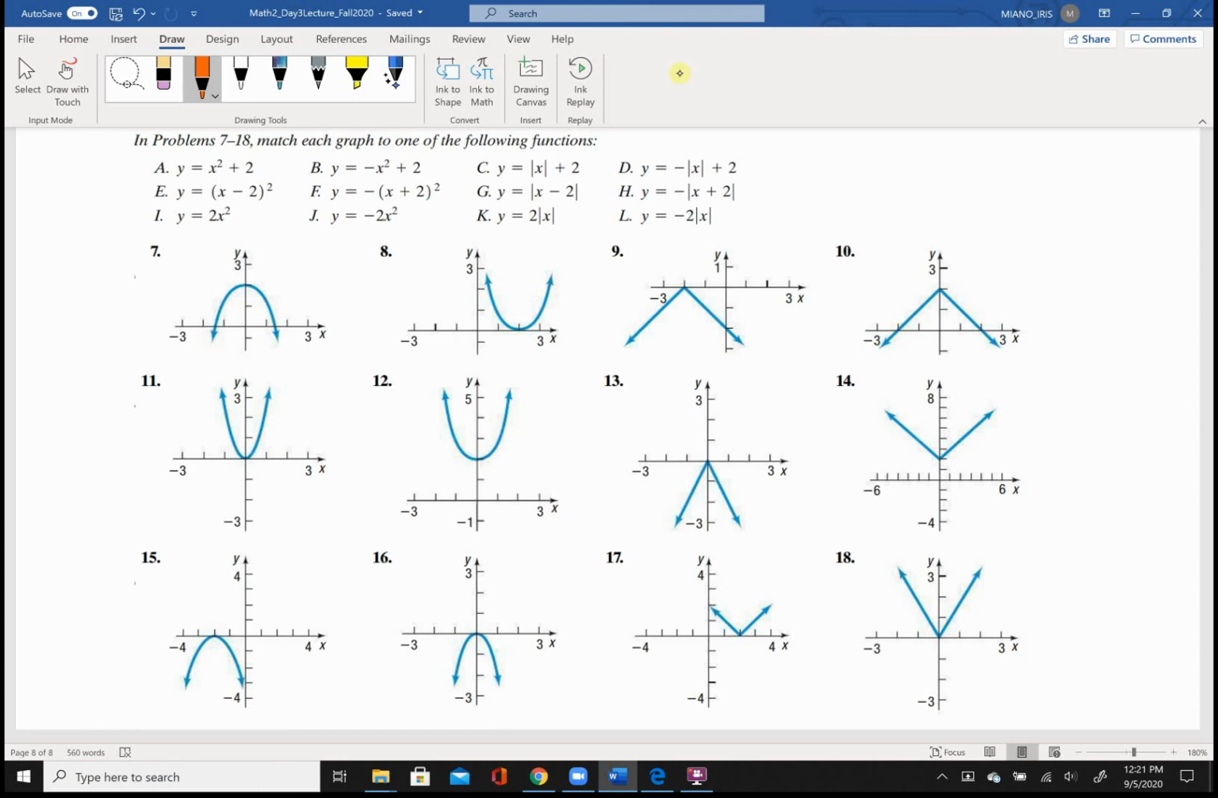So I would say that number 12 appears to be emulating that right there. So I'll say 12 is A. Cool, and I'll knock that out.